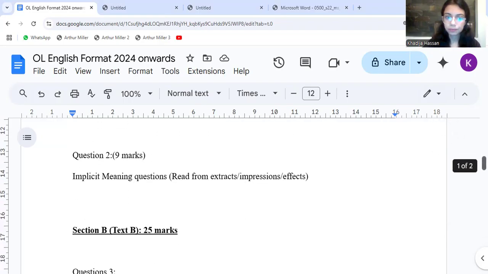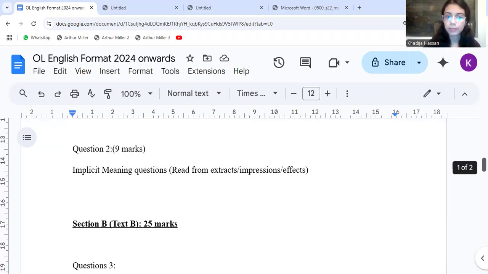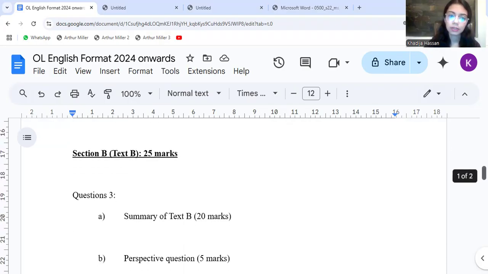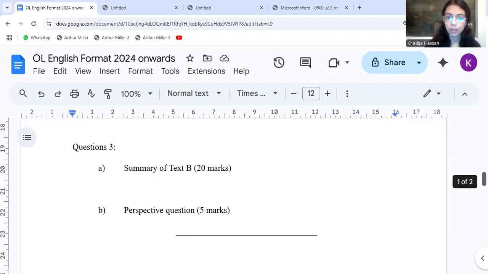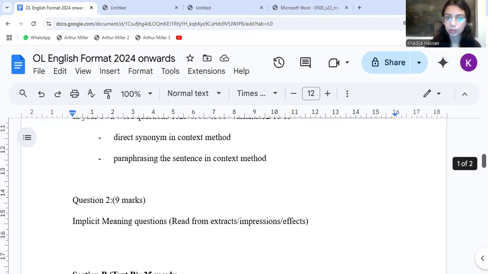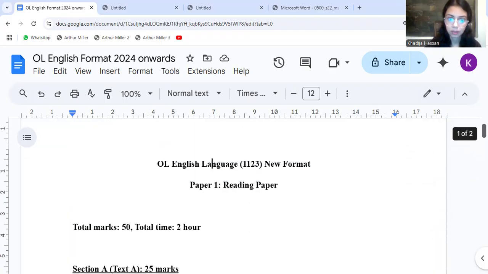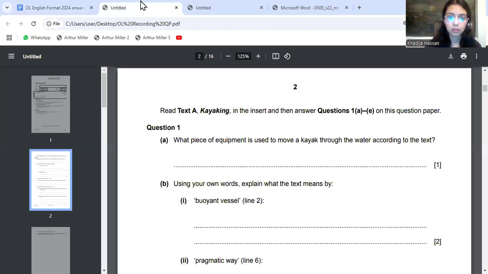So then comes your question number 2, which is implicit meaning questions for 9 marks. And then there's section B, text B for 25 marks. Question number 3, part A is summary of text B for 20 marks. And then part B is the perspective question for 5 marks. That being said, let's start off with the explicit meaning questions.